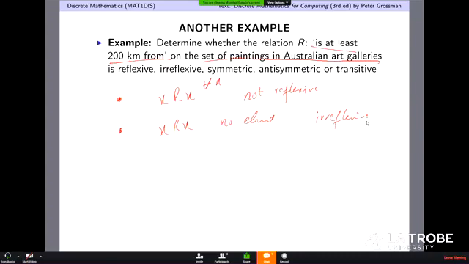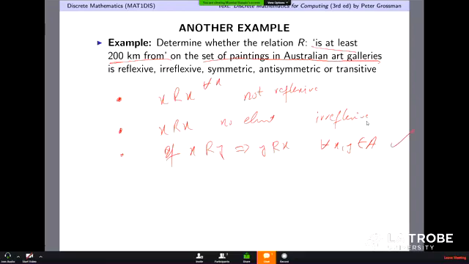Next, symmetric. The symmetric property is if X is related to Y, implies Y is related to X for all X, Y in the set. Is it true? If X is 200 kilometers away from Y, is it true that Y is 200 kilometers away from X?